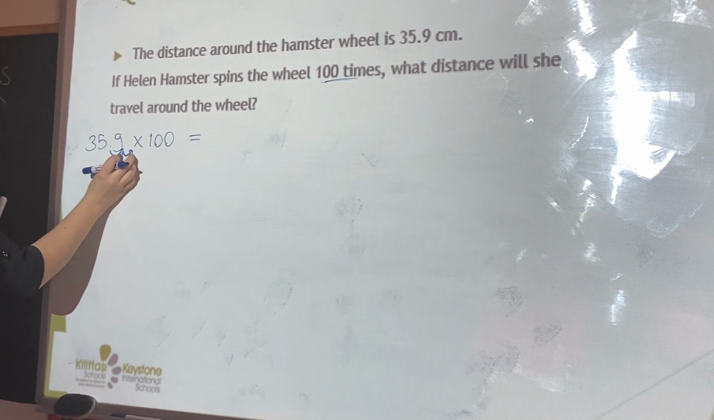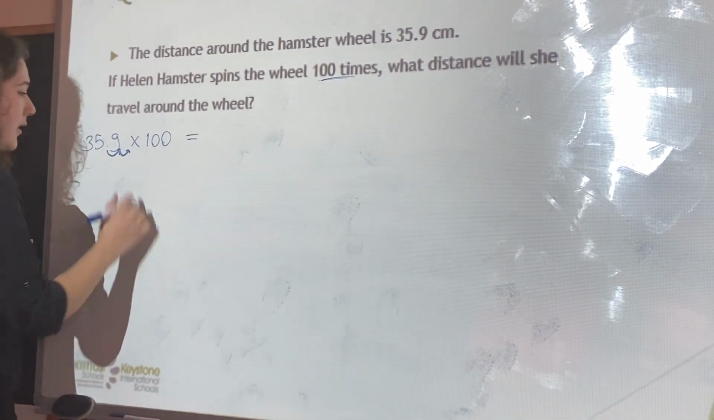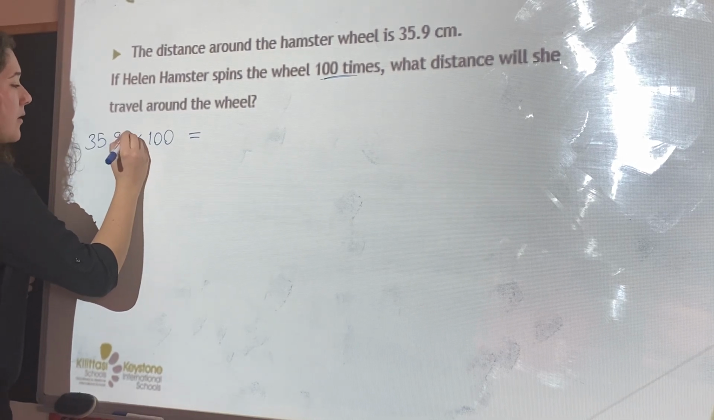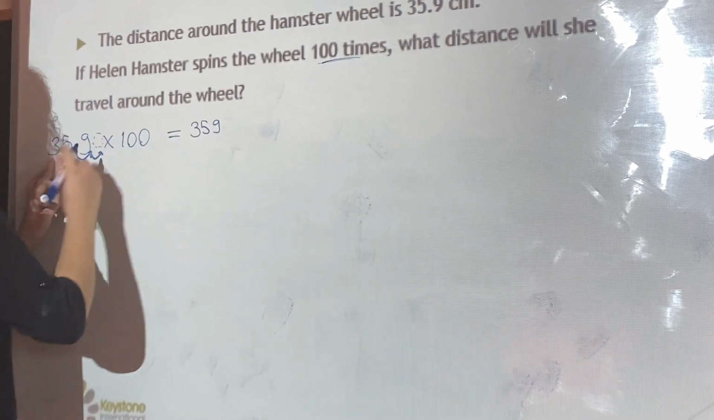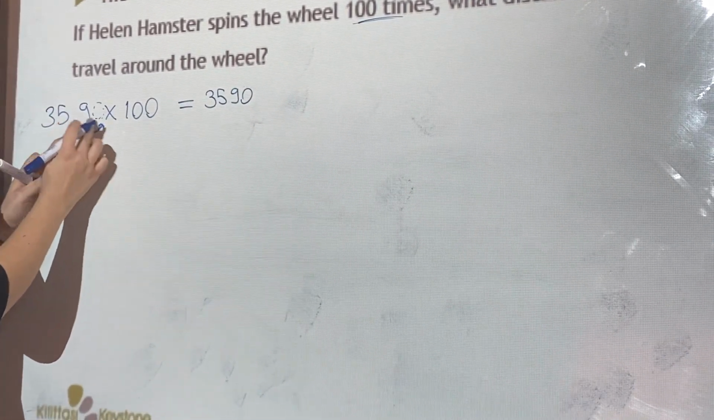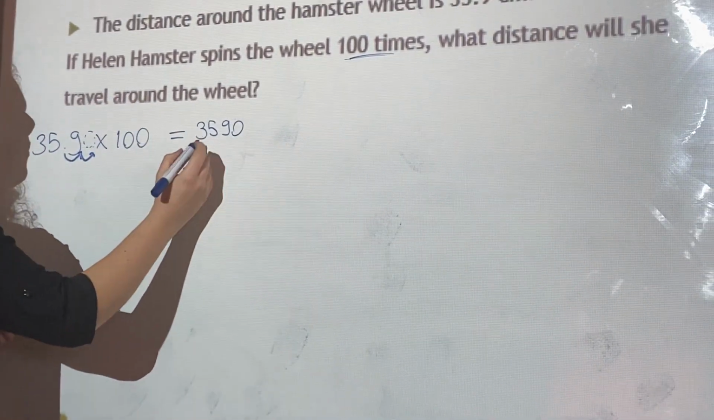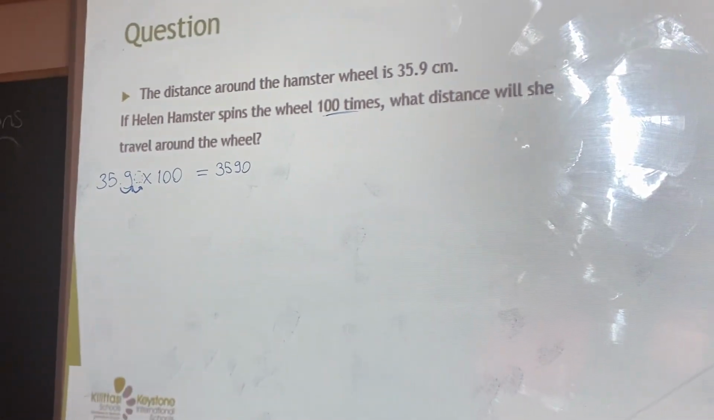So we have a blank here. What do we do with this empty spot? We add a 0 there. So my result will be, I'm gonna write the number again. Here I put a 0. Since it's at the end, the decimal point, I don't need to put the decimal point. So it's going to be 3,590 centimeters.